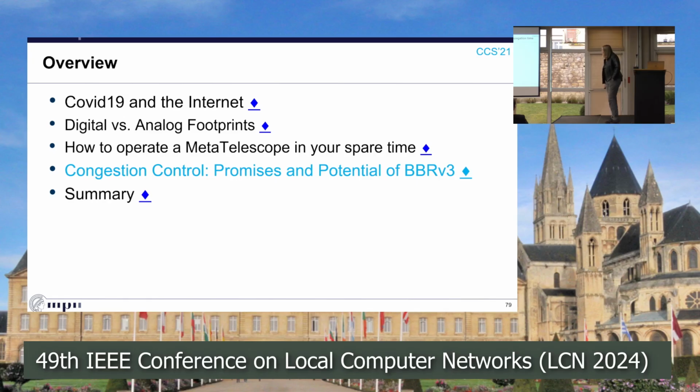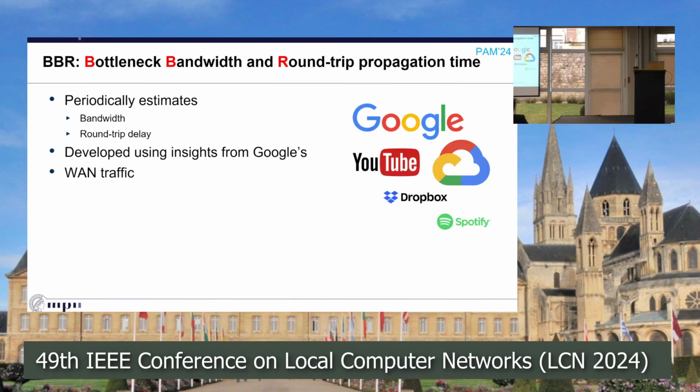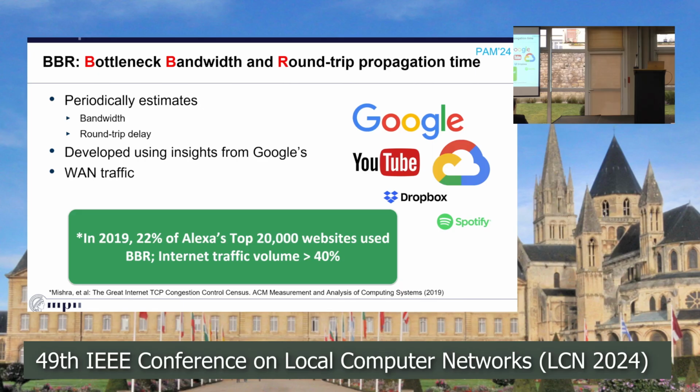So, how does BBR work? BBR basically has two phases, where it tries to evaluate on a regular basis how much bandwidth is available and what the current RTT is. It's being used by Google, YouTube, etc. And in 2019, 22% of Alexa's top 20K websites already used BBR, and it's responsible for a significant fraction of the traffic.